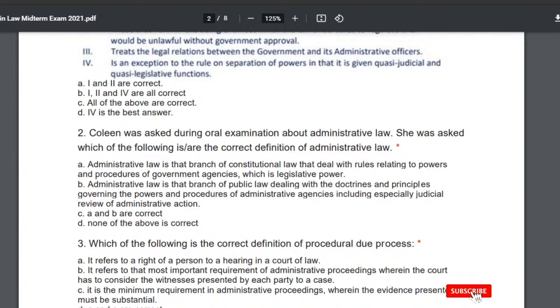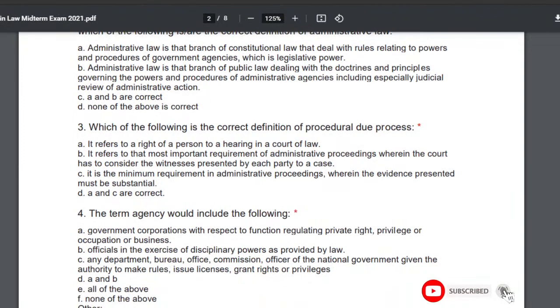Number 3. Which of the following is the correct definition of procedural due process? Letter A, it refers to a right of a person to a hearing in a court of law. Is that the correct answer? Are you sure? Letter B, it refers to that most important requirement of admin proceedings wherein the court has to consider the witnesses presented by each party to a case. Is that the correct answer? Letter C, it is the minimum requirement in admin proceedings wherein the evidence presented must be substantial. Or is it D, A and C are correct?